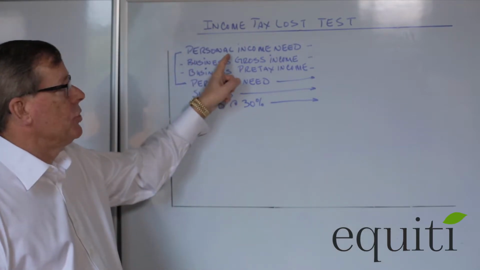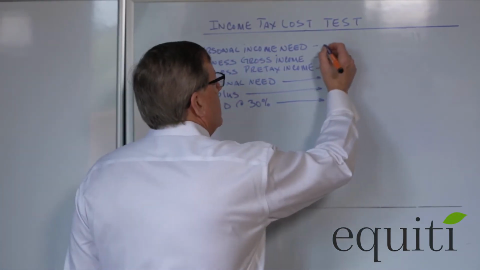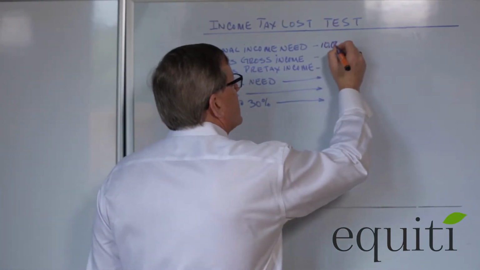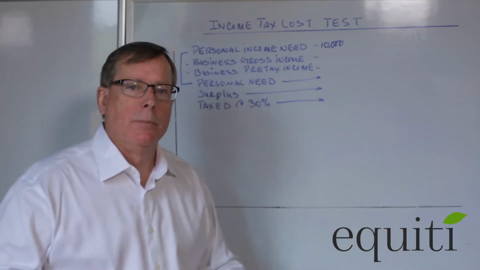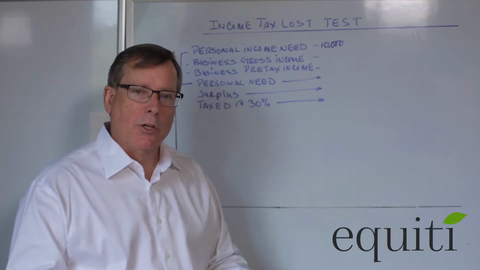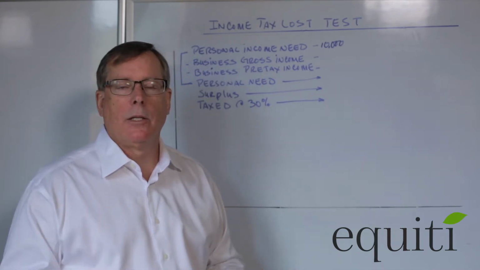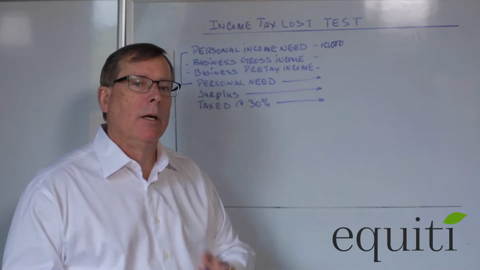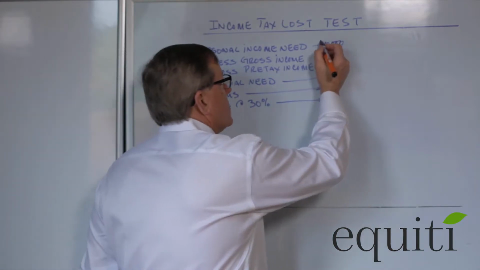First of all, we want to look at your personal income need. And your personal income need might be, say, $10,000 in my example. That's what you need to pay your mortgage, to be able to pay your utilities, for cleaners, for all the things just for you to personally live, not including contributions to your retirement plan or any taxes that you'll pay. My number here is $10,000.